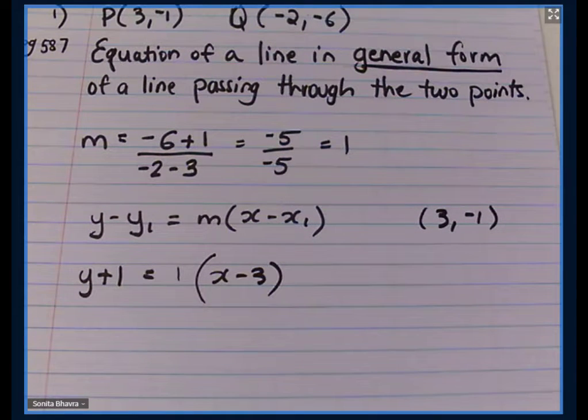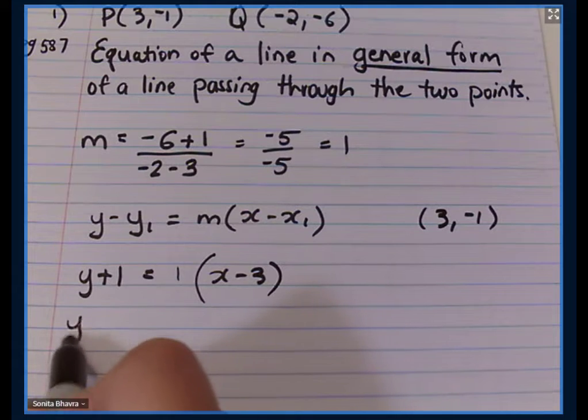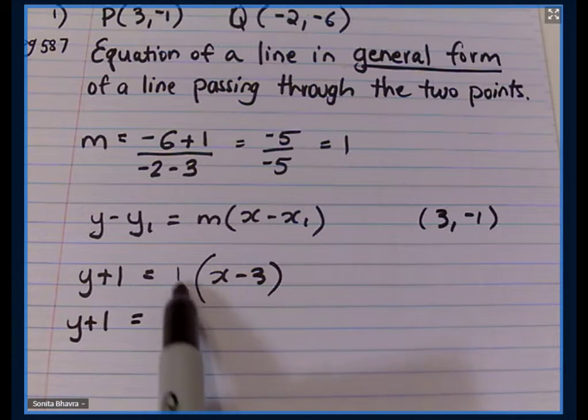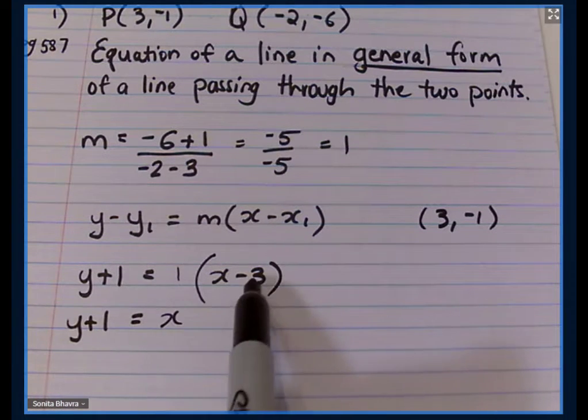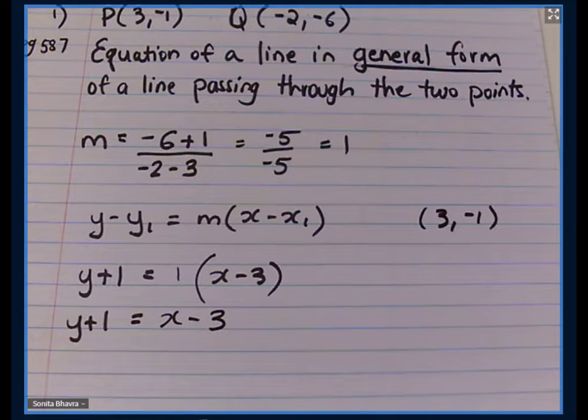All right, so next, we do have to put it into general form. So let's just work this out and then make our equation equal to 0. So we end up here, y plus 1. 1 times x, that's just x. 1 times negative 3, that's just negative 3. So we have y plus 1 equals x minus 3.